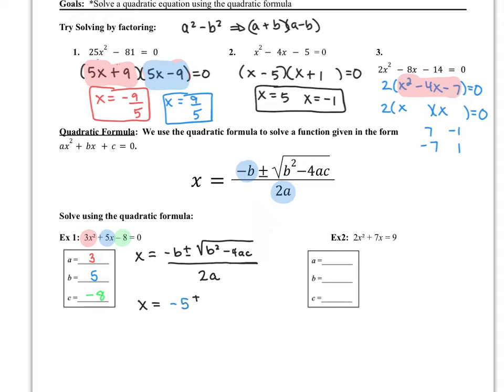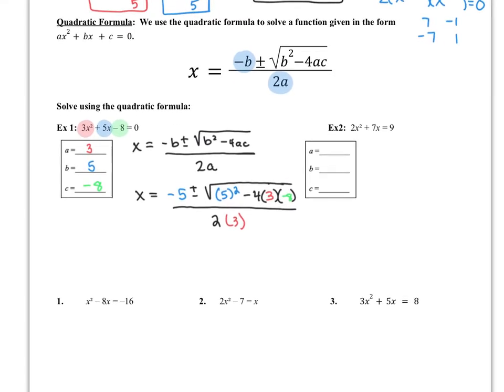Then I have my plus or minus square root of, then I'm going to have b squared. So in this case, I have 5 squared. Then I have minus 4, and then I want to replace a times c. So for a, I've got 3, and for c, I've got negative 8. And then all of that is going to be over 2 times a, which is 3. So now I'm going to start to do this out.